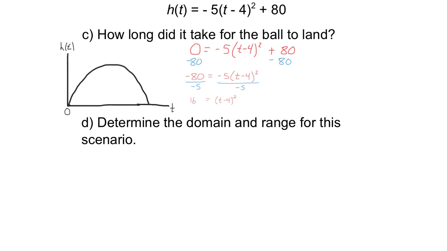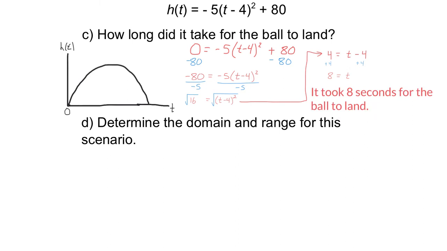Now what do I do with the square? Well, what's the opposite operation? Square root. So I have to take the square root of both sides. So now I end up with 4 equals t minus 4. So to get t by itself, I have to add 4 to both sides. So I end up with 8 equals t. So it took 8 seconds for the ball to land.